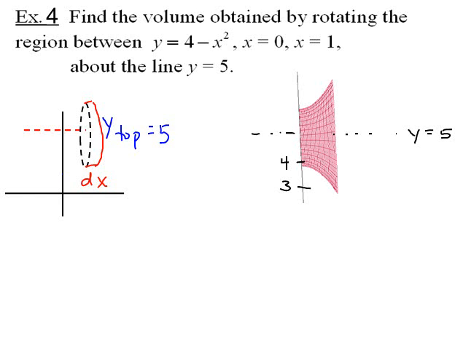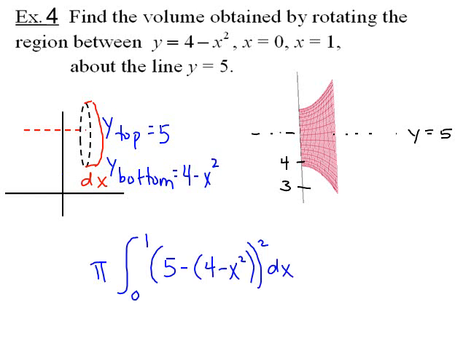The radius of this slice hits y equals 5 at the top, and y equals 4 minus x squared at the bottom. My integral will use pi times radius squared to calculate the area of the face of each slice. So we have pi times the integral from x equals 0 to x equals 1 of (5 minus (4 minus x squared)) squared. Notice here the radii are not individually squared. It's one solid radius.